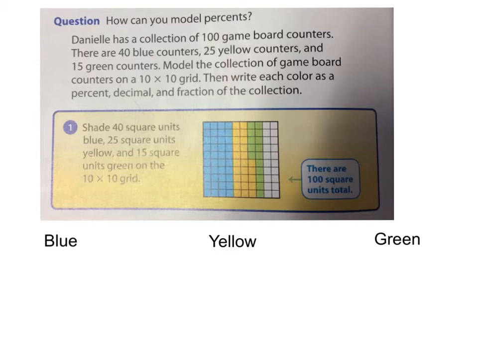Okay, that's fine. So what percent of her counters are blue? How many out of the 100 are blue? Because percent means of 100, right? So of the 100. So Ruba, how many of her counters are blue? What percent? 40%, because 40 out of 100 of them are blue. Let's write that as a fraction. 40 out of 100. Andre?